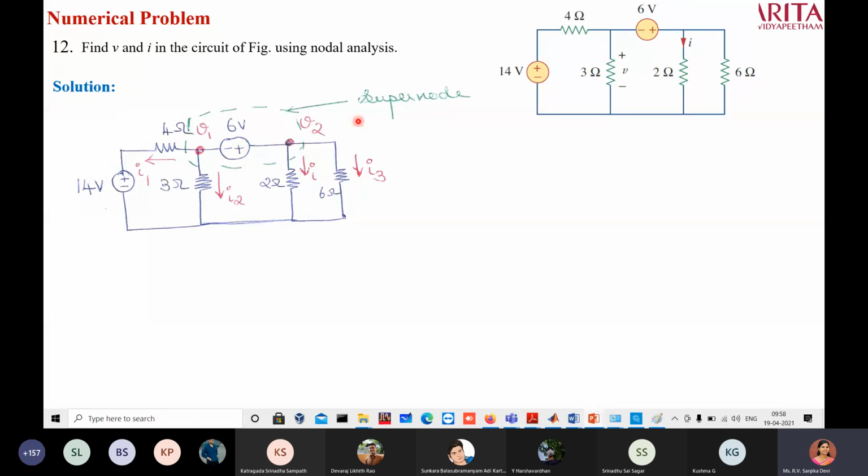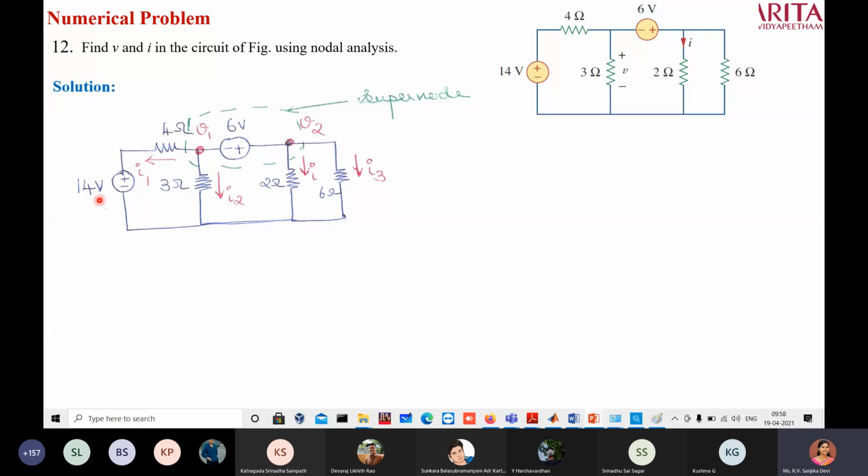So here you can see that the 6 volt is present between 2 non-reference nodes. So it means that this entire thing has to be treated as a super node. Whereas this 14 volt is present between a non-reference node and a reference node. However, there is a resistance here. So directly we cannot write V1 is equal to 14 volt.